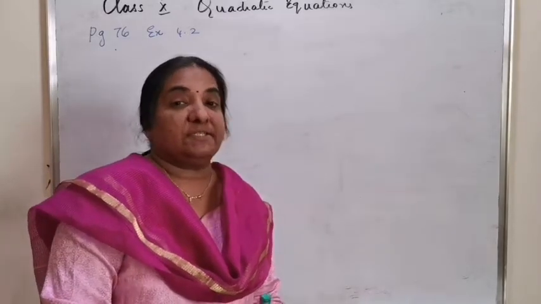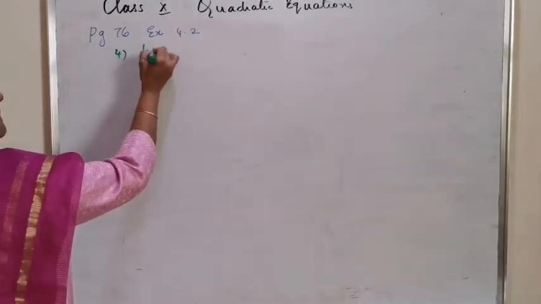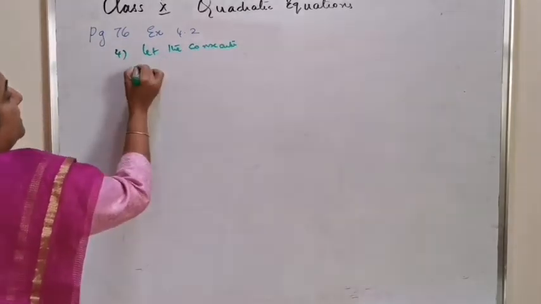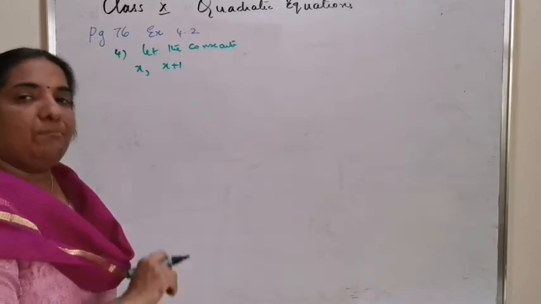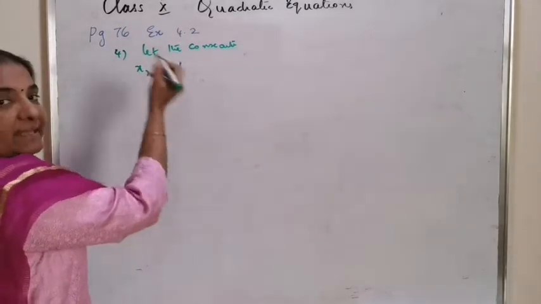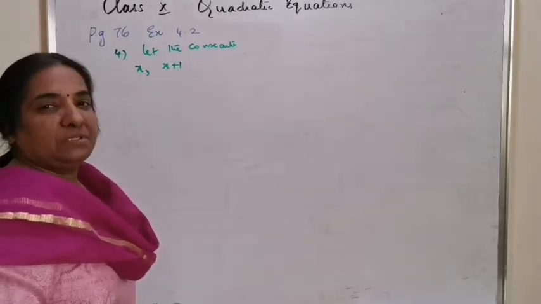Question number 4. Find two consecutive positive integers, sum of whose squares is 365. Find two positive consecutive integers. So let the consecutive integers be x and x plus 1. They are positive numbers. The sum of whose squares. What is the square of the number x? X square. What's the square of the number x plus 1? X plus 1 the whole square.